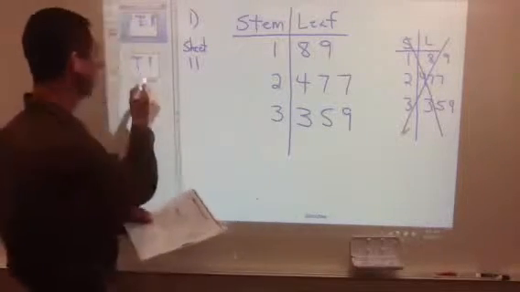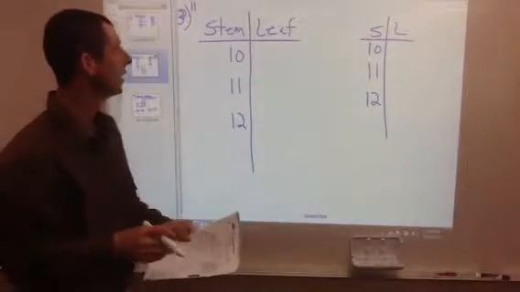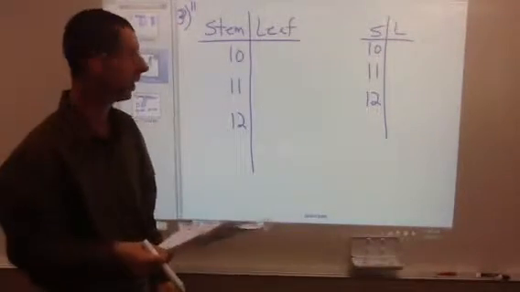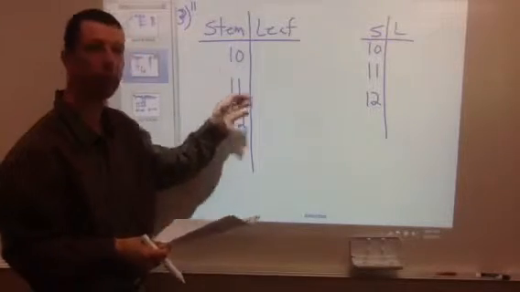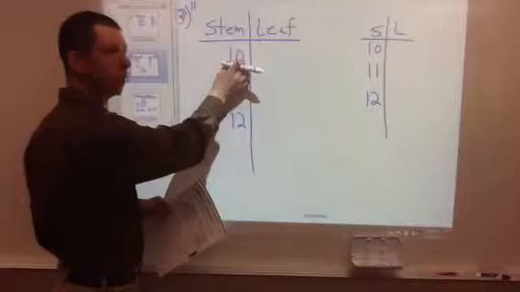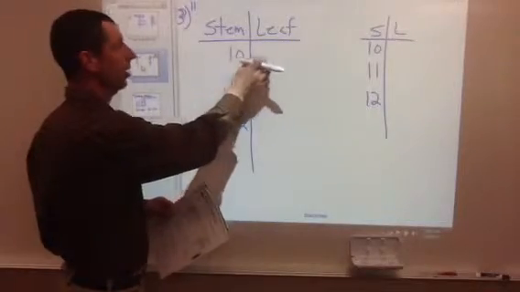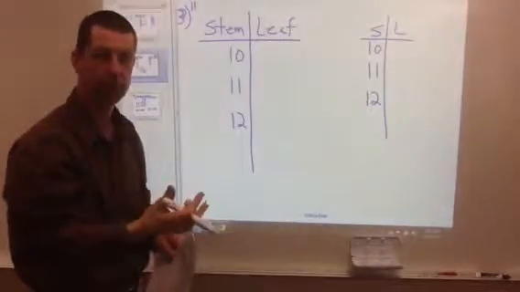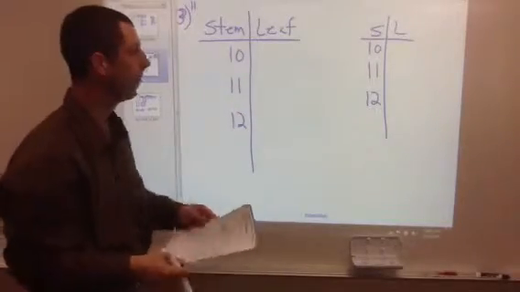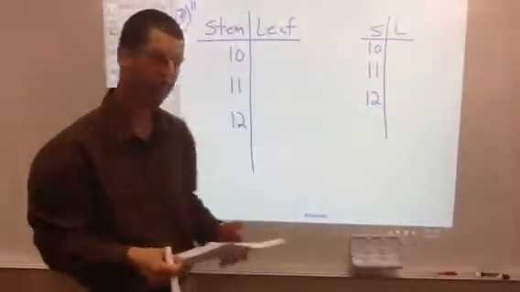Let's take a look at another one. This is number 3 on worksheet 11, and this has 3-digit numbers. As a result of having 3-digit numbers, I'm using 2 digits for my stems. My leaves will be the ones digits then. So 10, 11, 12.